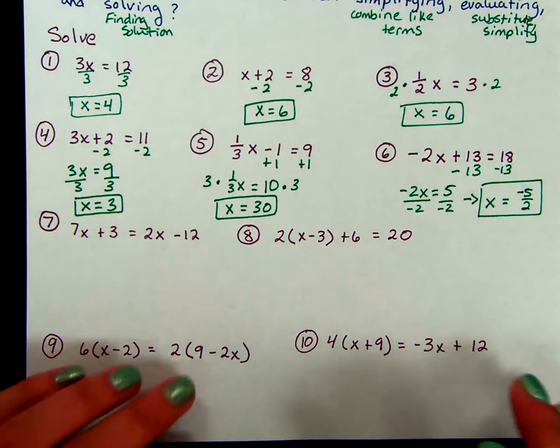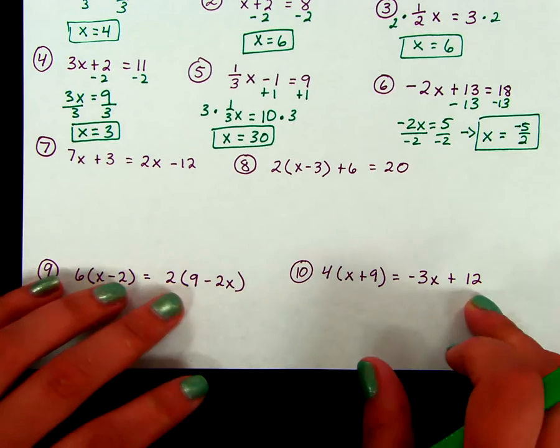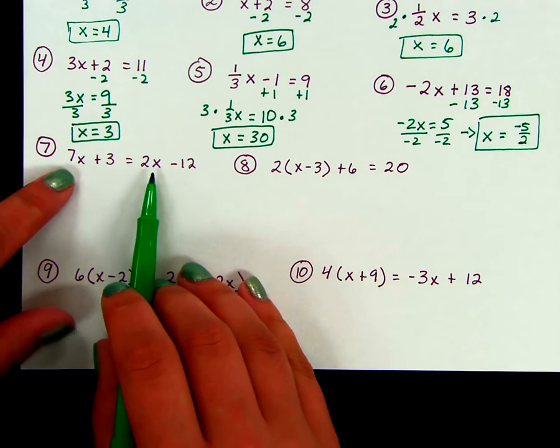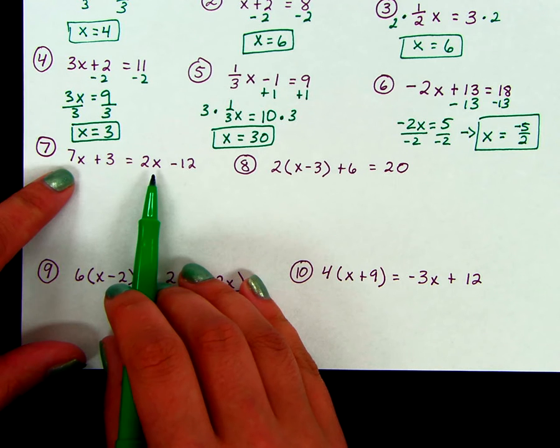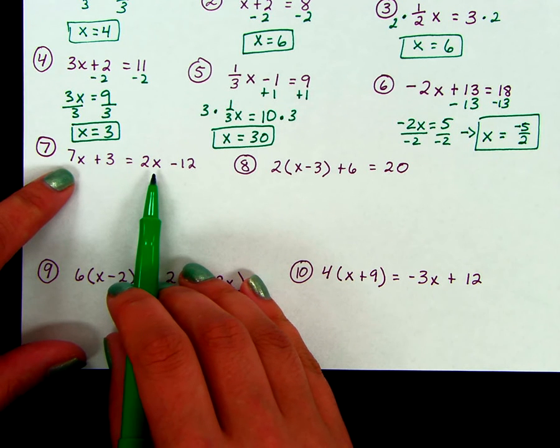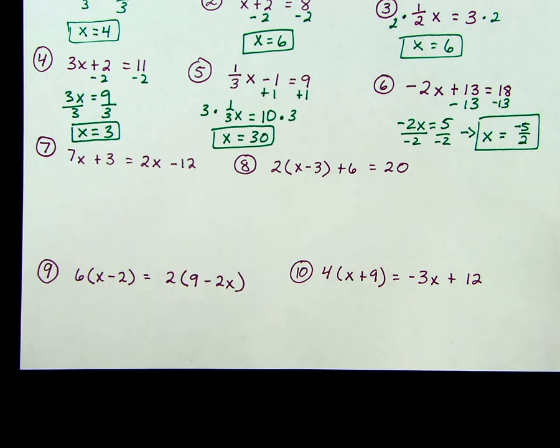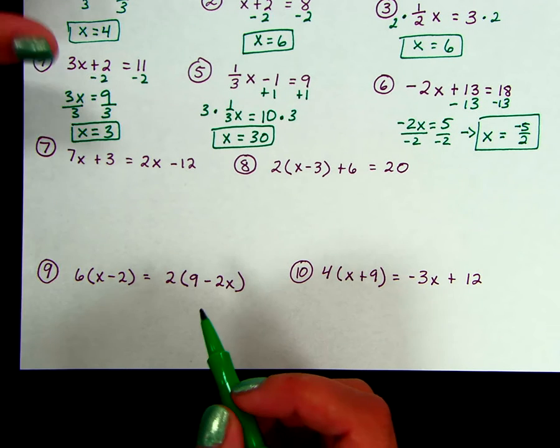All right, continuing, a little bit more challenging here. So now we have an x on each side of our equation. So when that happens, we have to get our x's on one side and our numbers on the other. Okay? So I'm going to do this kind of one step at a time. So I'm going to start by getting my x's on the same side.